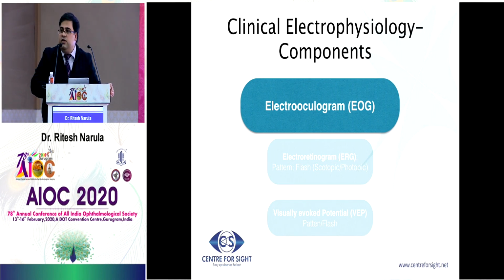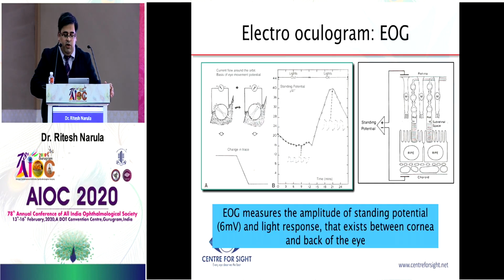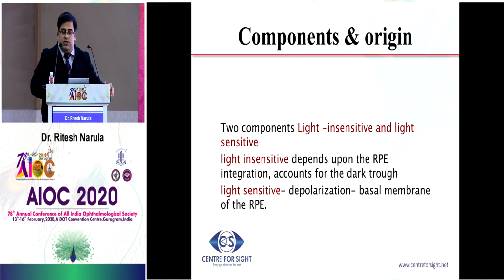Now, EOG is, till now we have not looked at the RPE of the retina. EOG is doing that. It is looking at whether the RPE is functioning properly or not. To do that, we do something called an electrooculogram. It has two components, the light insensitive and the light sensitive component.